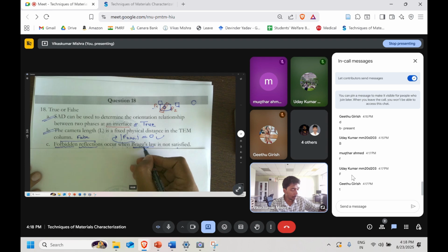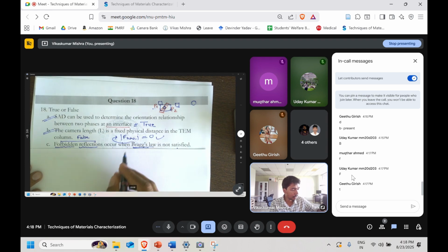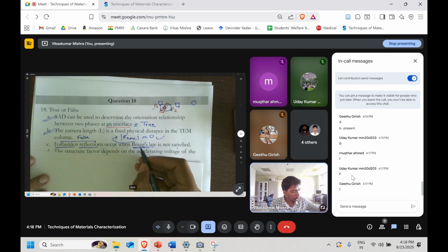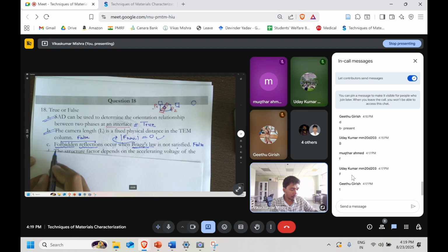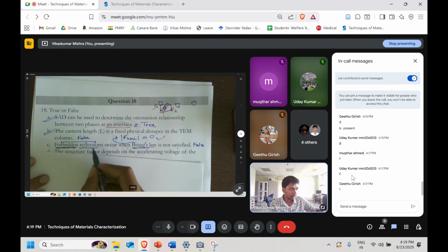So it is not related with Bragg's law. It is related with the structure factor. Instead of writing Bragg's law, I should write the structure factor is 0. In that case, it will be true. Right now, it's false. It's not Bragg's law. For the forbidden reflection, it's the structure factor.